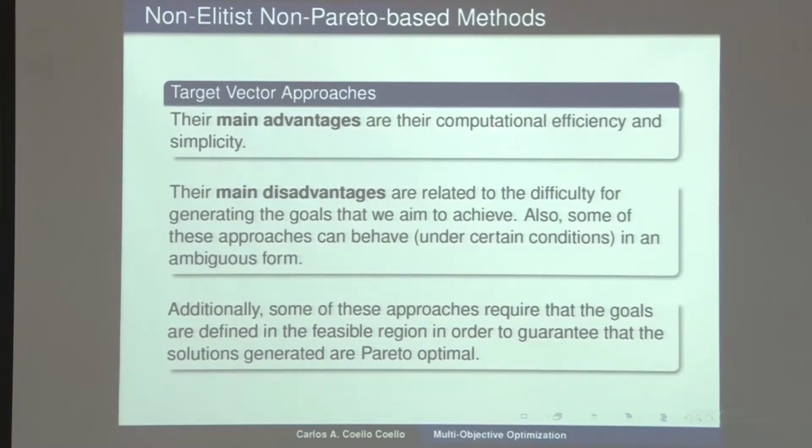The main advantage in here is computational efficiency. Disadvantages, you need normally the ideal vector you need to produce, which are the goals. And also, some of these techniques have some misbehaviors under certain conditions. For example, goal attainment, there are some cases in which it doesn't work. And there's some very specific conditions. I won't get into details, but it has problems. Also, other approaches require the goals to be defined in the feasible region, which in some problems is difficult because you don't know if the target that you decide is attainable or not.